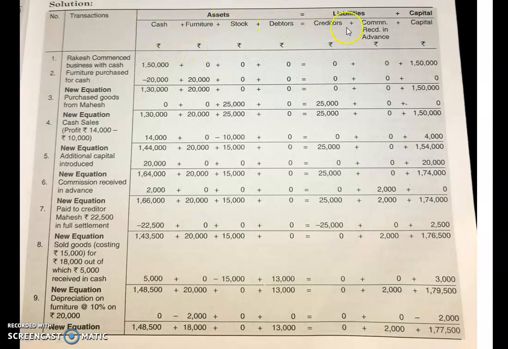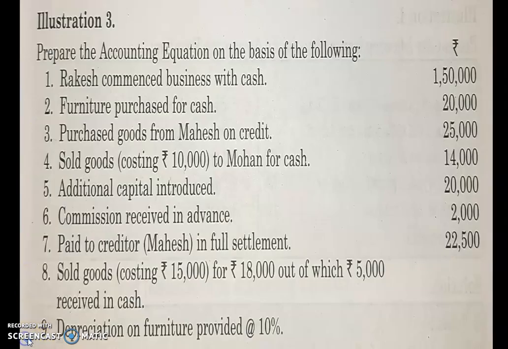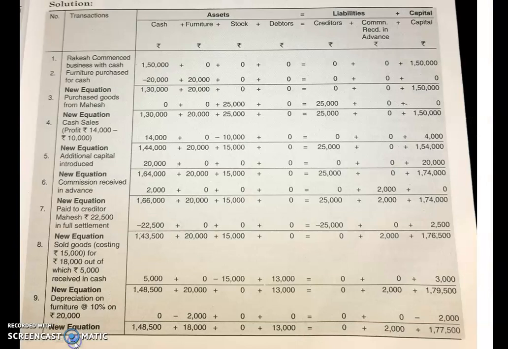Don't write these items now. After passing each and every transaction, we will discuss. I will tell you how to pass this and write down these items. Now the first case is, let us move back. Rakesh commenced business with cash 1,50,000. We have already discussed this.